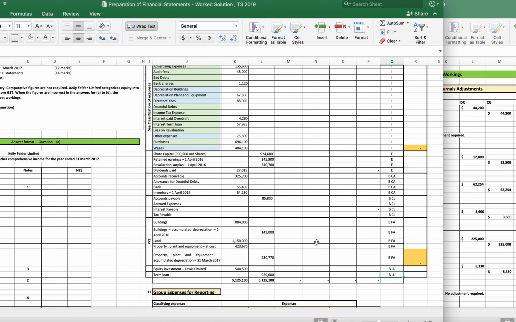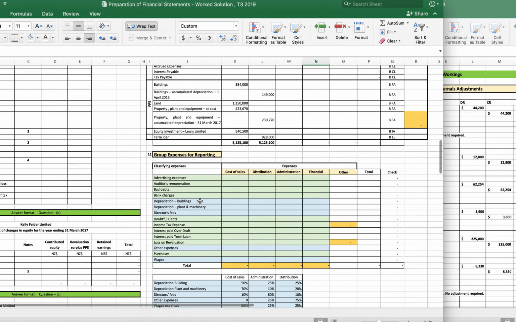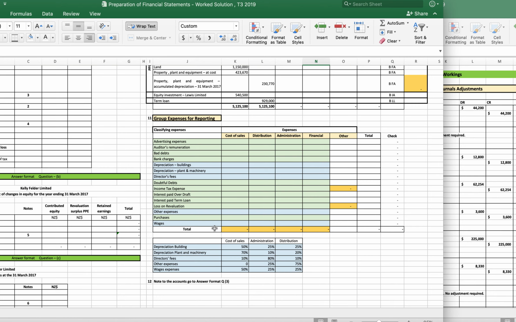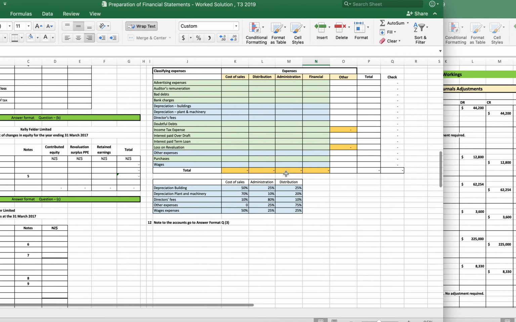Your template will be set up like this, because I know that you're going to be limited for time. But if you're ever given raw trial balances, try and put them into some sort of order to help you to start with. I've also color coded here because when they want us to classify expenses, some of them are going to be apportioned. So I've color coded the ones blue that need apportioning, so that it's quicker for me and I don't get lost.